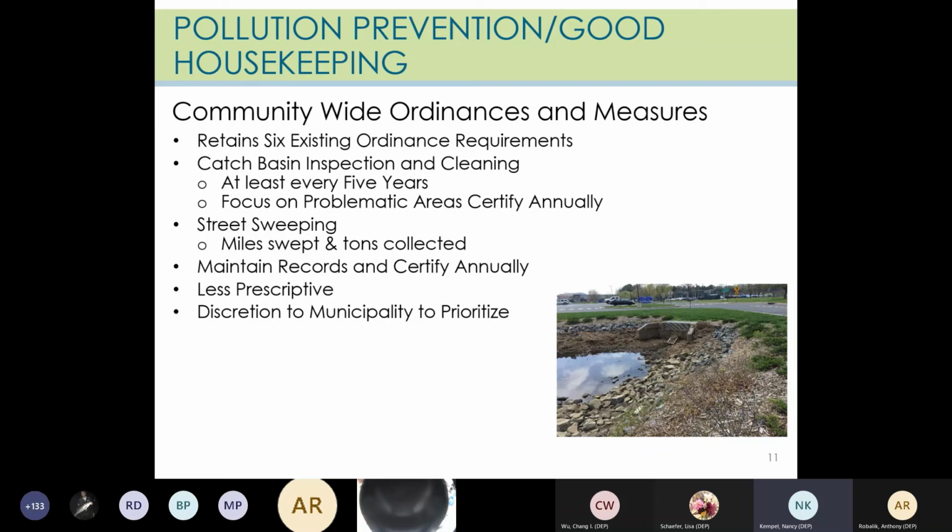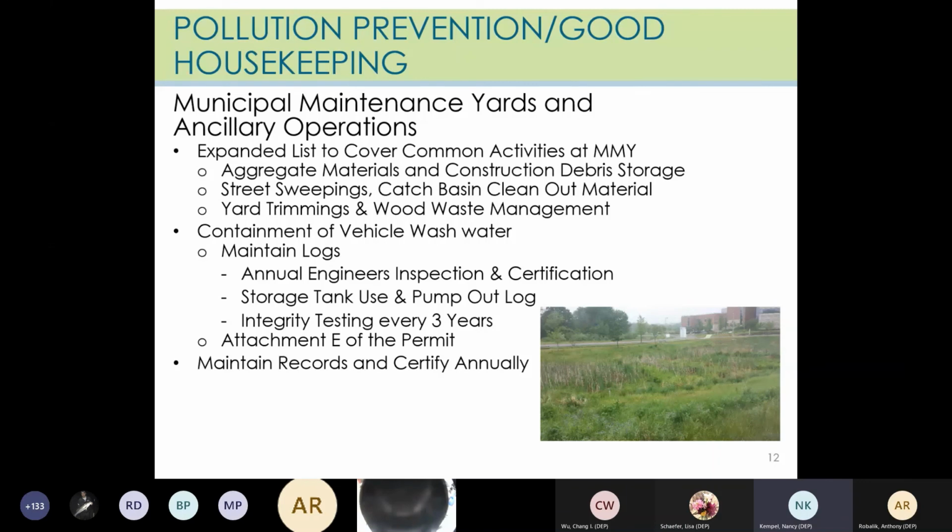The towns, the MS4 permittees are required to maintain records and certify those requirements annually. And it is up to the towns or the permittee to prioritize what they're cleaning and inspections based on problems that they've noted.